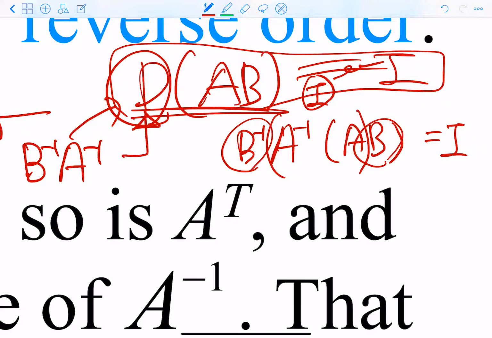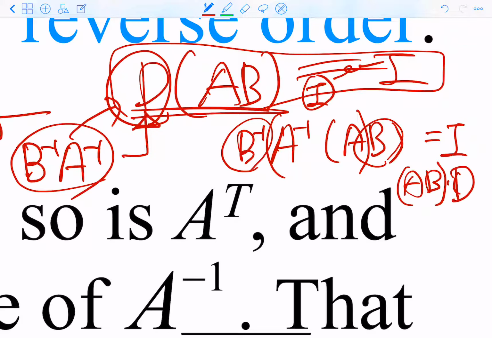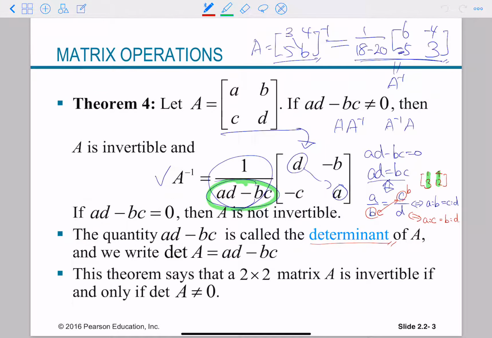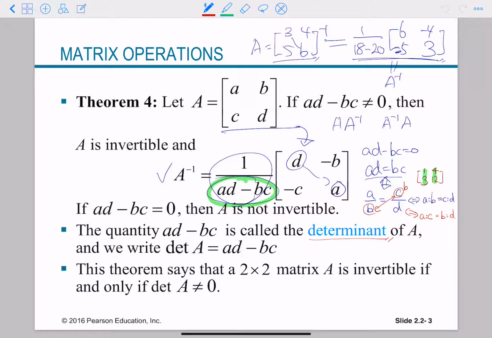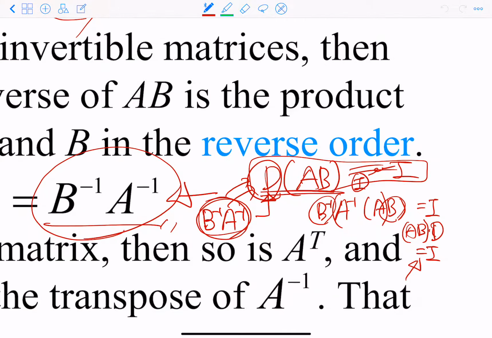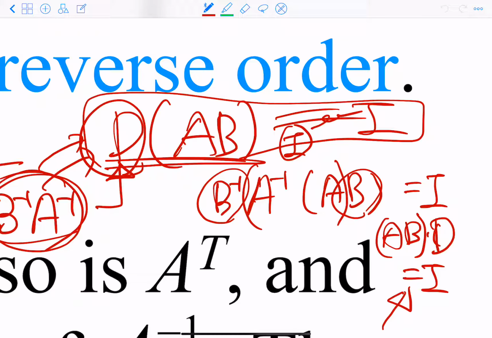Similarly, we can easily prove that AB times D is also the identity matrix. Okay, we can easily see this guy is also true, and so B inverse A inverse satisfies this equation and also this equation, and so we found at least one inverse of AB, right? But we know that the inverse matrix is unique, right? And so if we found at least one inverse matrix that satisfies these two, then that will be your unique inverse matrix.